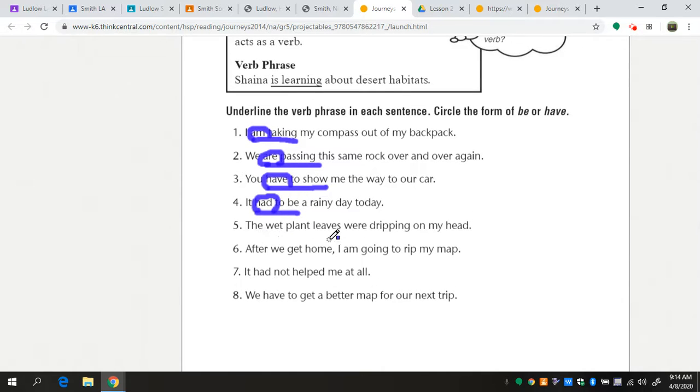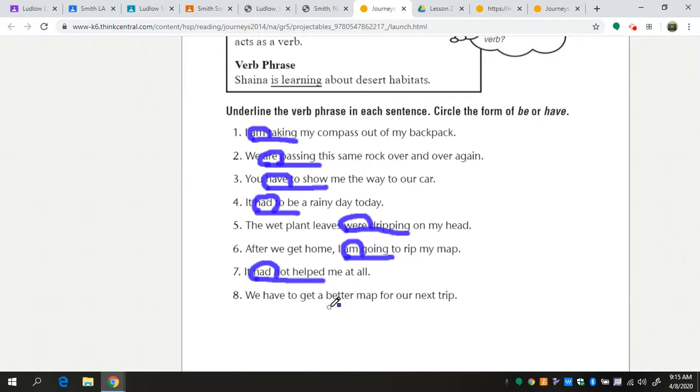Number five, the wet plant leaves were dripping on my head. Were dripping is our verb phrase, and were is our form of be or have. Number six, after we get home, I am going to rip my map. Am going is our verb phrase, and am is our form of be or have. It had not helped me at all. Had not helped is our verb phrase, and had is our form of be or have.